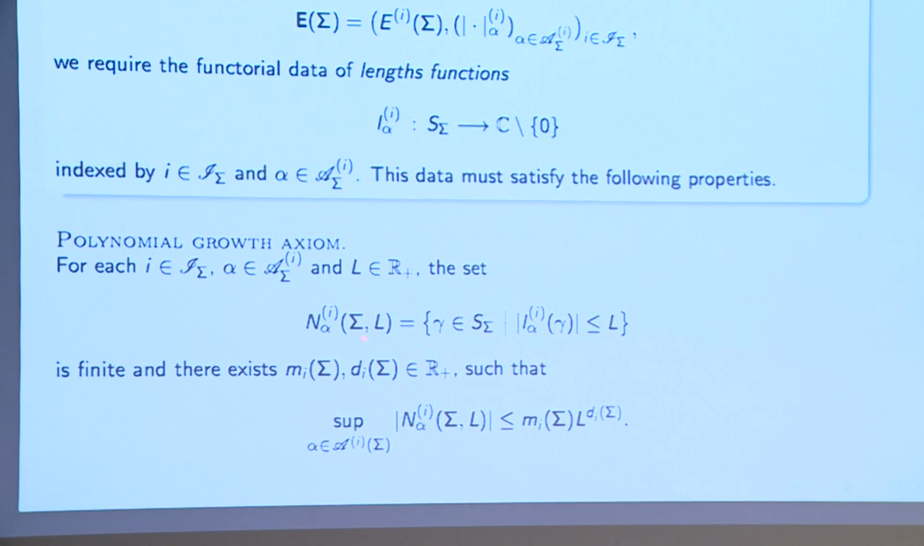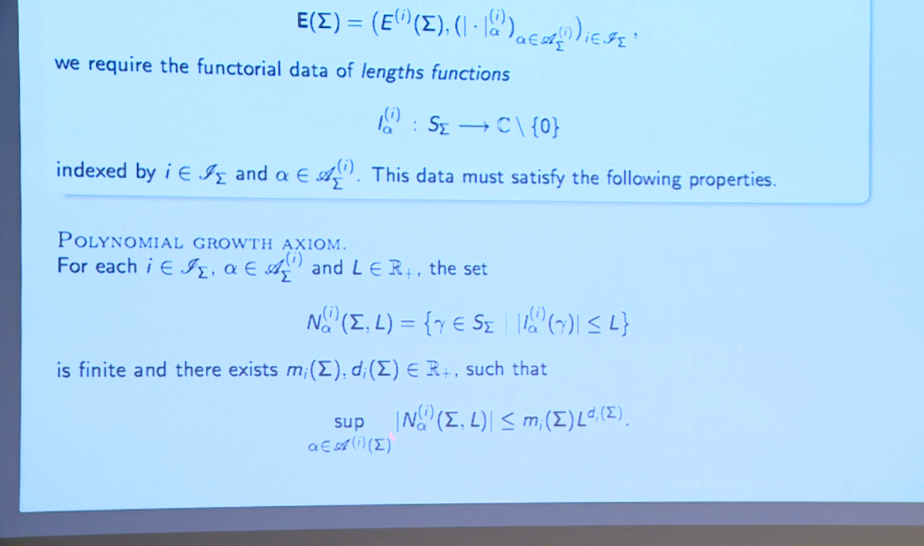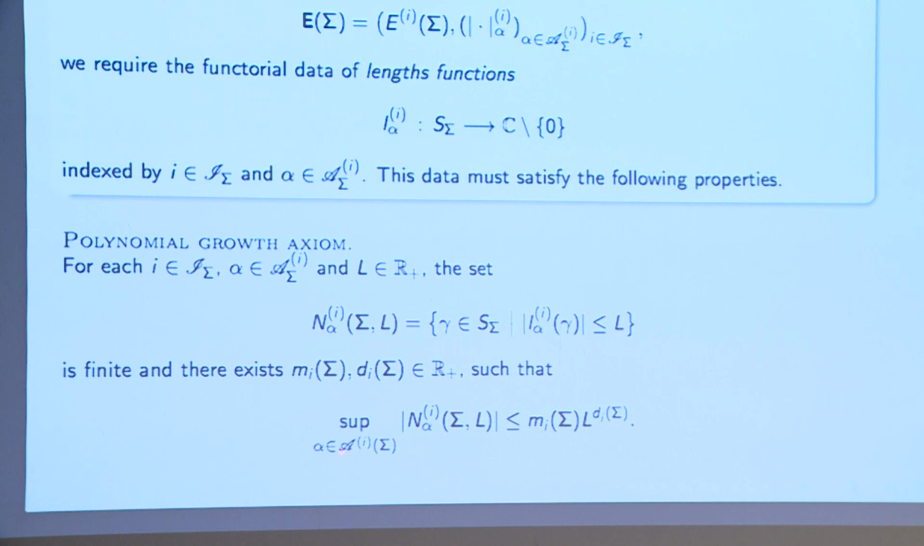So what we need to assume is that this is a finite set, and its size should not grow more than polynomial in the length L. That means there should exist M_i and D_i such that, when I take the supremum over all the things that index the seminorms for the ith subspace, it should be bounded by this.